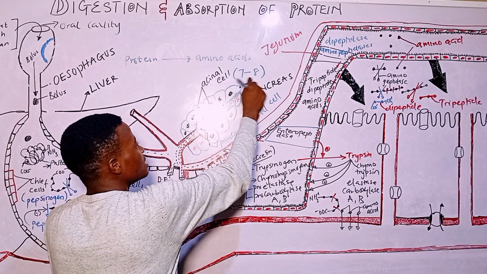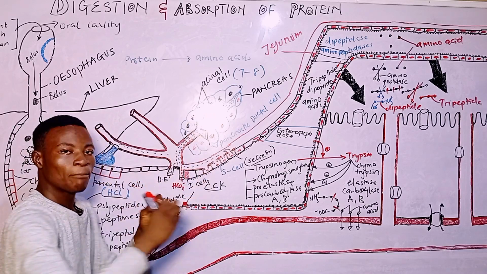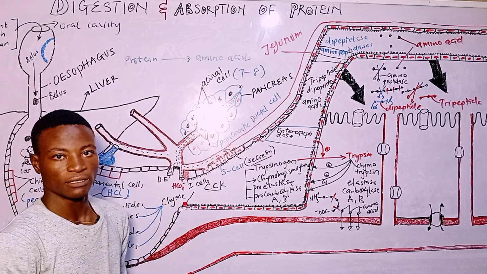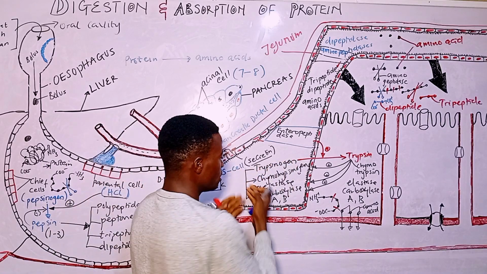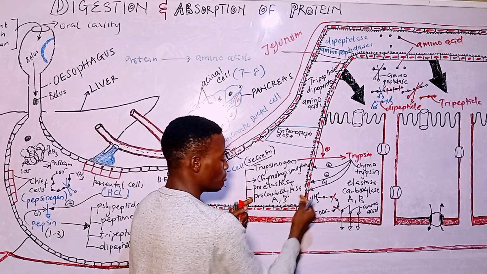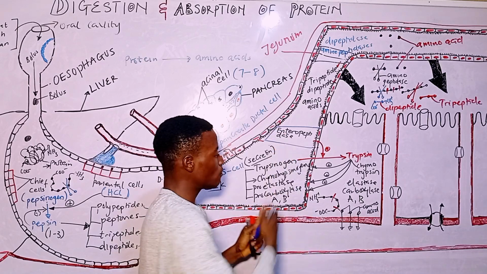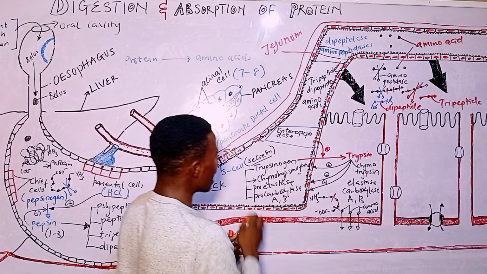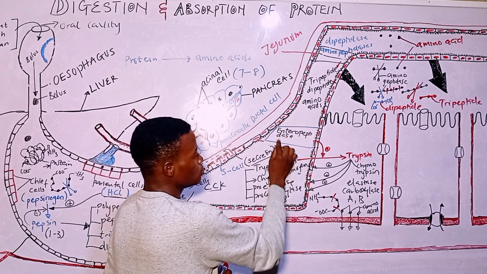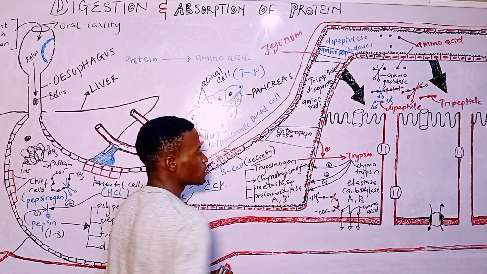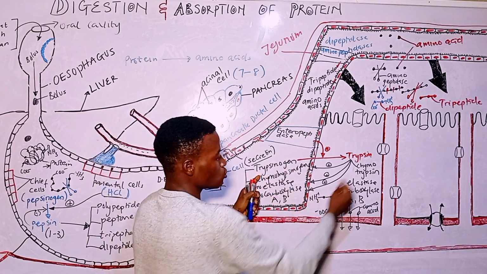And at that particular pH, the digestive enzymes found in the pancreatic juice can perform their function optimally. The enzymes found in the pancreatic juice are trypsinogen, chymotrypsinogen, proelastase, and procarboxypeptidase. They are in their inactive form, so they have to be converted to their active form. Then they will be acted upon by what? By a specialized enzyme released by the enterocyte. This enzyme is called enteropeptidase, or simply, enterokinase. This enzyme will act on trypsinogen, converting it to trypsin.